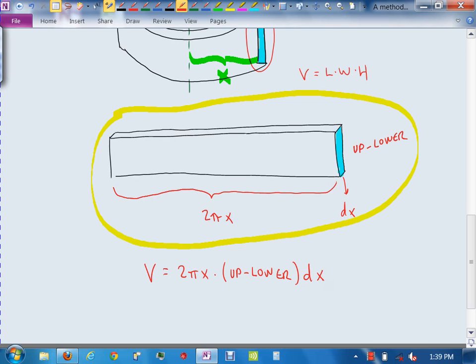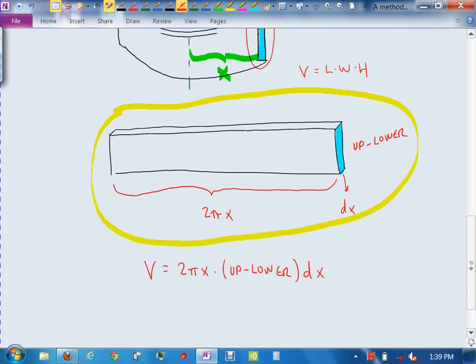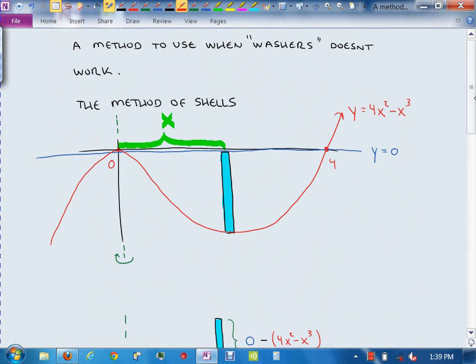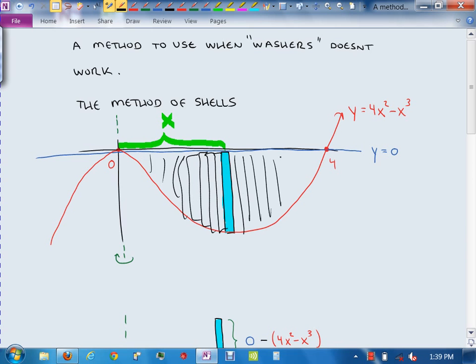If we want to add them all up, you want to take an integral, don't you? That's just for that one rectangle got spun around, right? You want to spin all of them. Imagine doing infinitely many rectangles, spinning all of them around the y-axis. So to add all of them up, integral.